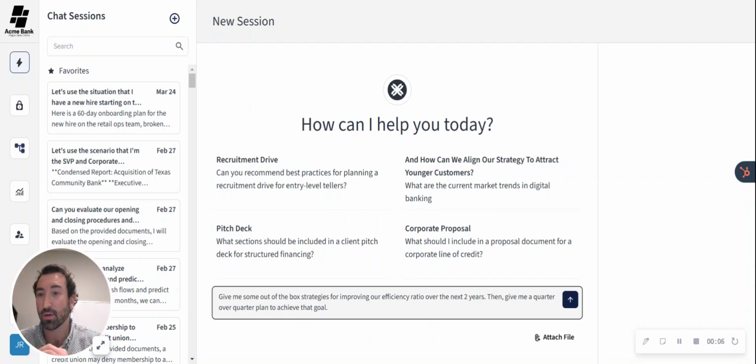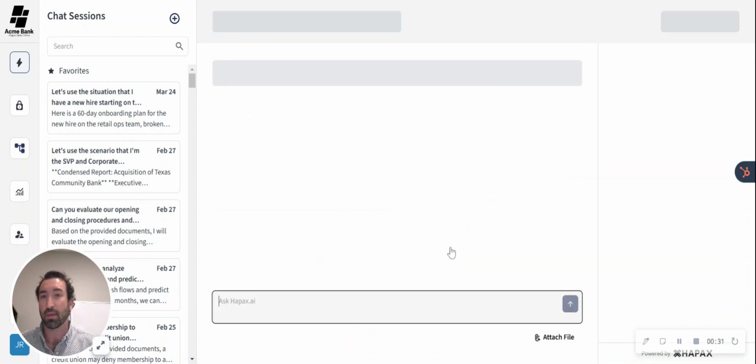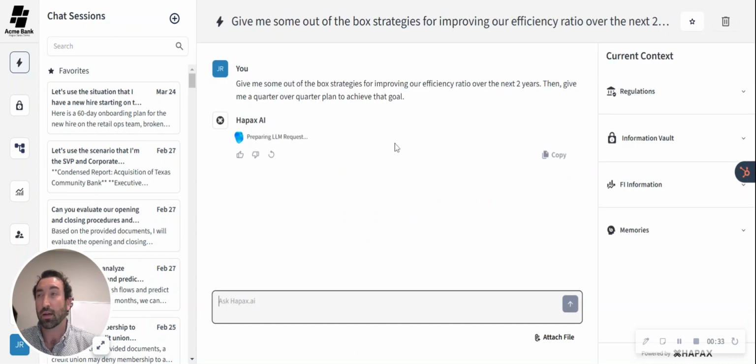One area of Hapax that we've seen a lot of the FIs that we work with use the system with is around building strategy. I've had a couple videos that are similar, but big topics right now with a lot of the banks and credit unions that we work with is around improving things like efficiency ratios. Generative AI is meant to help employees be more efficient. So, by nature, I think talking about efficiency ratios and maybe strategies for improving efficiency ratios is a really good place to maybe start.